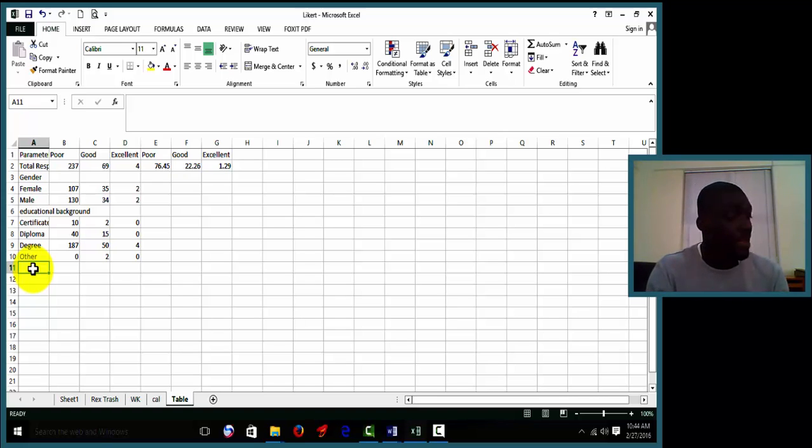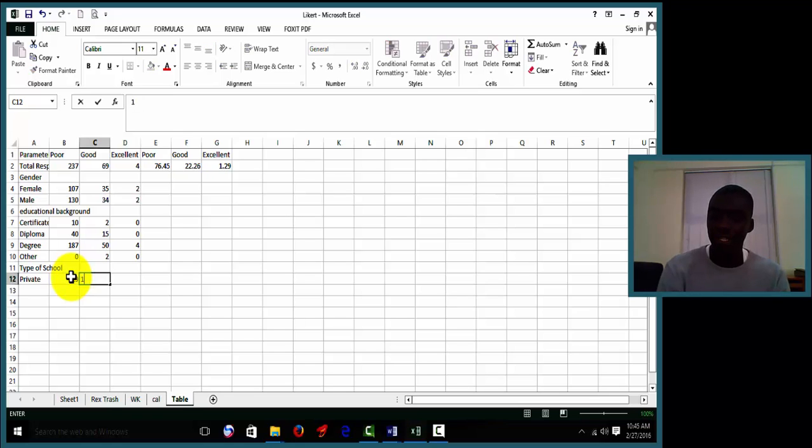So now let's look at type of school. Good. For the type of school, we have private. So for the private, we had 29. Oh, a little mistake. So for the private, we have 29, then 18, and then 0. Then for the government side, we have 208, 51, and then 4.